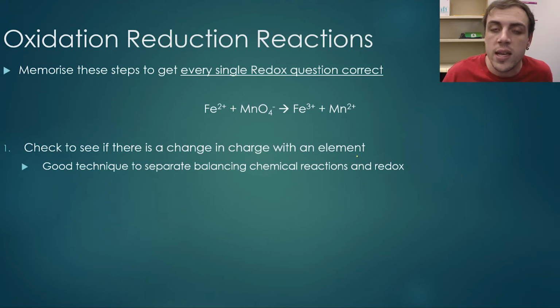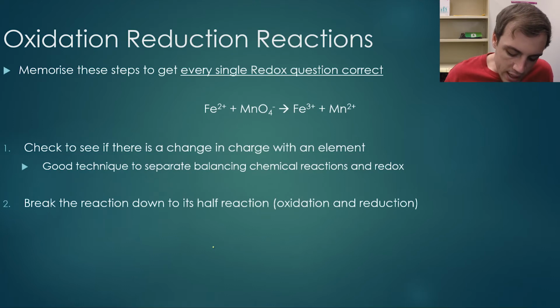So again, this is how you separate balancing a normal chemical equation and redox, is to look and see if the charges change. We can see here we've got Fe2+ or iron 2+, but over here we have iron 3+. So the charge has changed from +2 to +3. That tells me that this is a redox reaction.